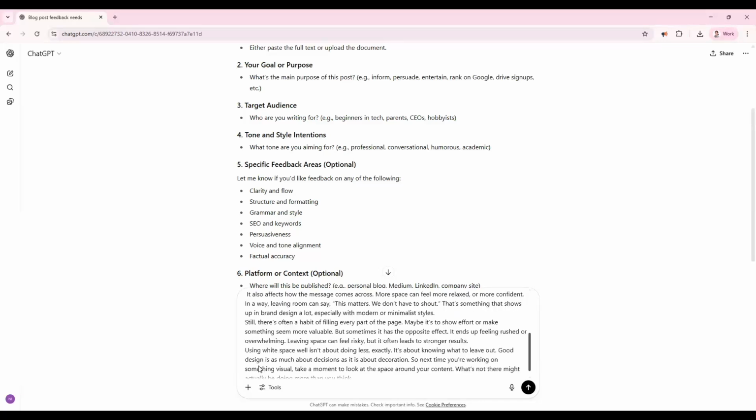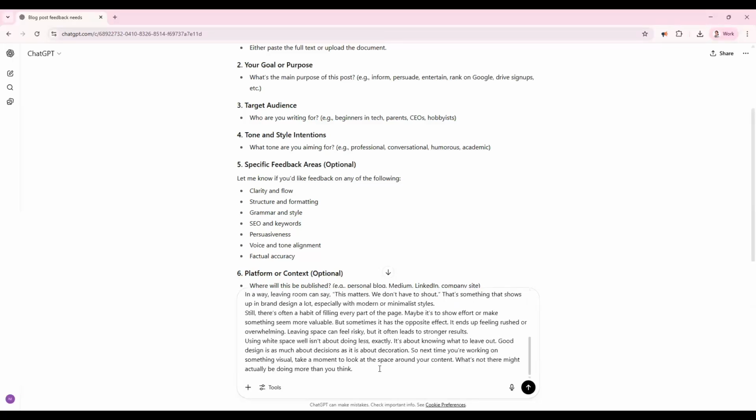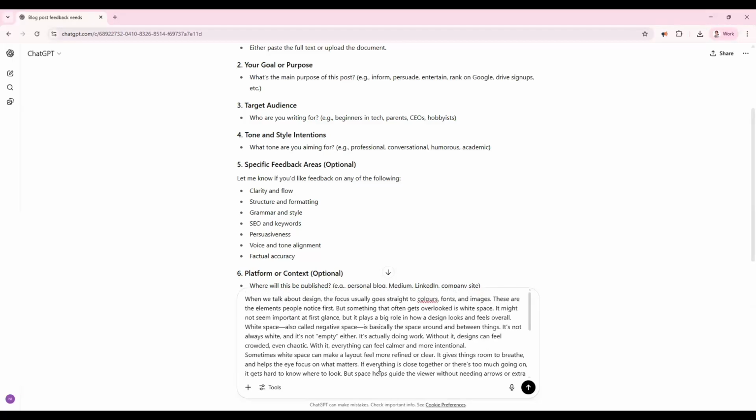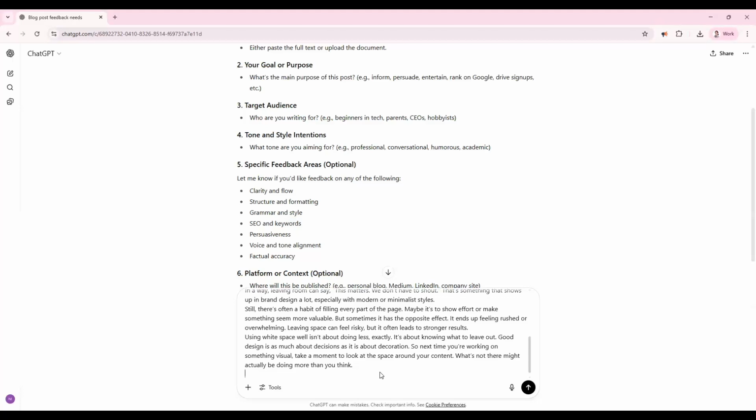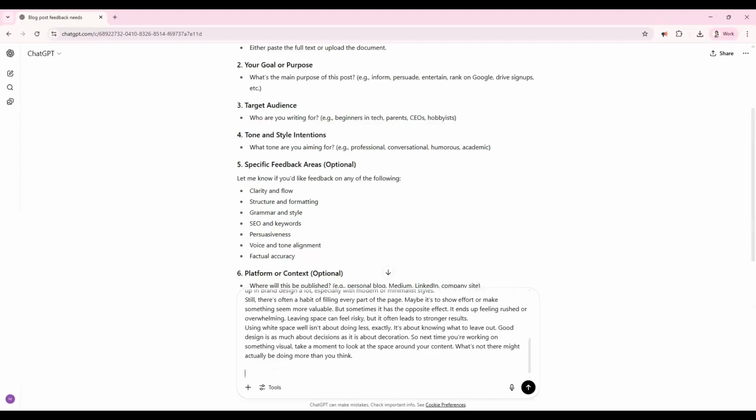So that is the blog post there. It's about 500 words or so. And I'm also going to pop in the background information that we want to give ChatGPT. So I'm going to press Shift and Enter again, and I'm going to put that information in now.